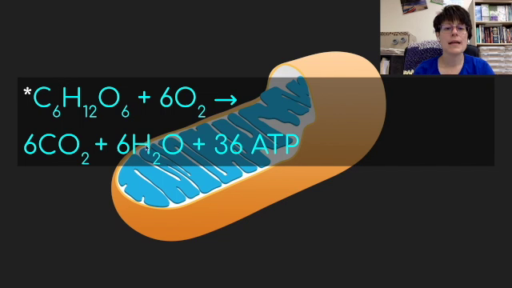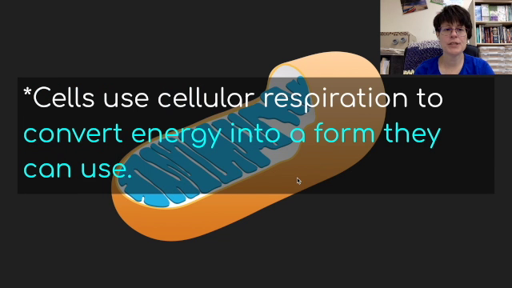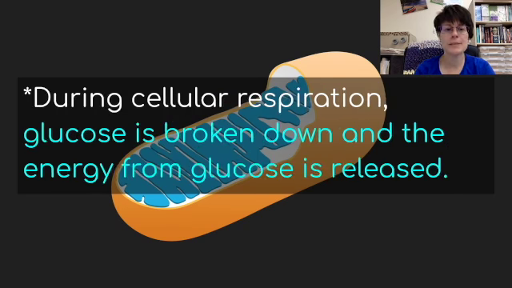Now, writing that with symbols, glucose is C6H12O6, plus 6 molecules of oxygen, yields 6 molecules of carbon dioxide, plus 6 molecules of water, plus 36 ATP molecules of energy. And that's a lot of energy. Cells use cellular respiration to convert energy into a form they can use because, like I said, a glucose molecule would just be way too much energy.